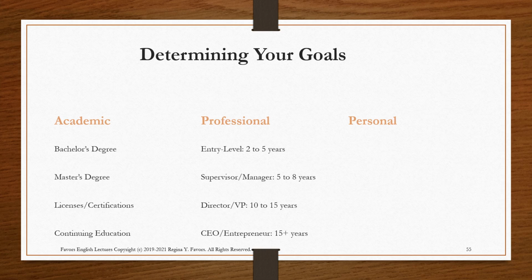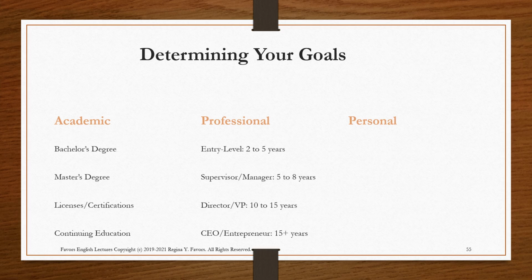So you want to stay in positions 2 to 5 years, depending upon what it is you are trying to accomplish. So 5 to 8 years, supervisor manager, director to VP, likely 10 to 15 years. So that's at your 10th year, 11, 12, 13, 14, 15th year. And then by the time you become a CEO or entrepreneur, that's 15 plus years.